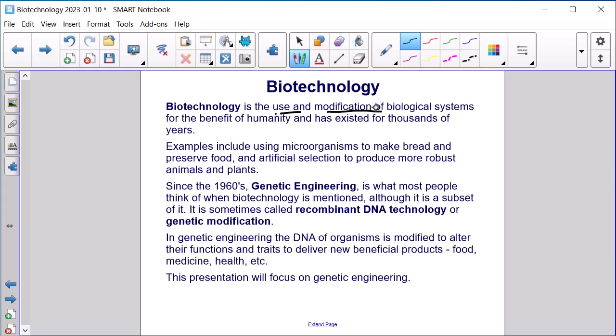In genetic engineering, the DNA of organisms is modified to alter their functions and traits to deliver new beneficial products, food, medicine, health, etc. This presentation will focus on genetic engineering.